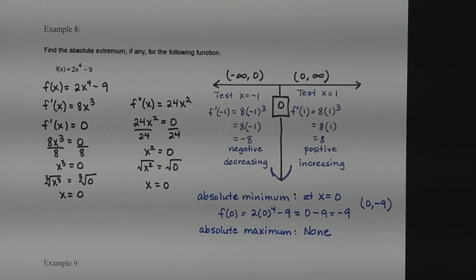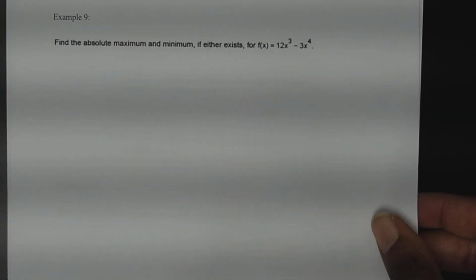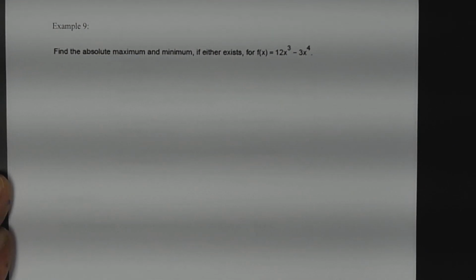All right, let's look at the next example here. Find the absolute maximum and minimum if either exists for f of x is equal to 12x cubed minus 3x to the 4th.